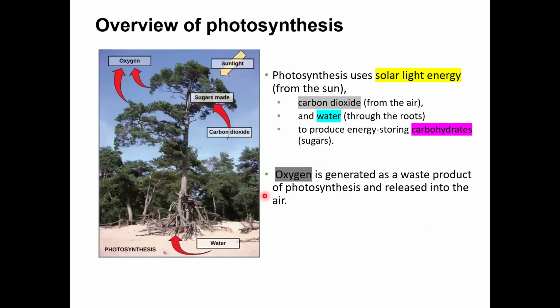Now, when we look at the big picture of photosynthesis, what we see is that the photosynthesis process itself uses solar energy, like sunlight, and carbon dioxide and water, to produce the different carbohydrates and sugars that need to be made. And oxygen is generated as a waste product of photosynthesis, and it gets released into the air.